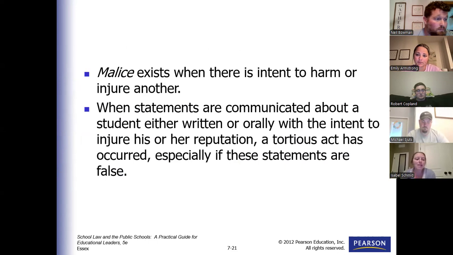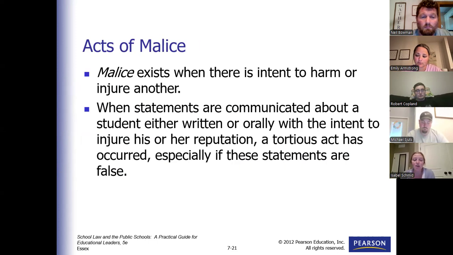So malice exists when there is an intent to harm or injure another individual. In a school setting, this becomes legally significant when statements, which can be either written or spoken, are made about a student with the purpose of damaging their reputation. If these statements are also false, they can constitute a defamatory act and open the door to serious legal consequences.